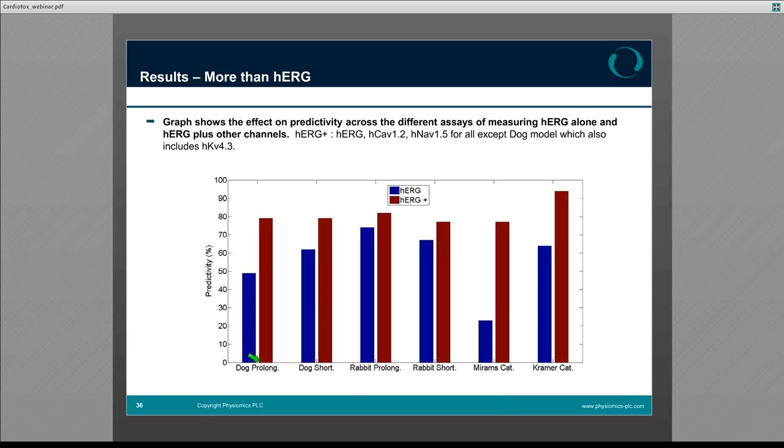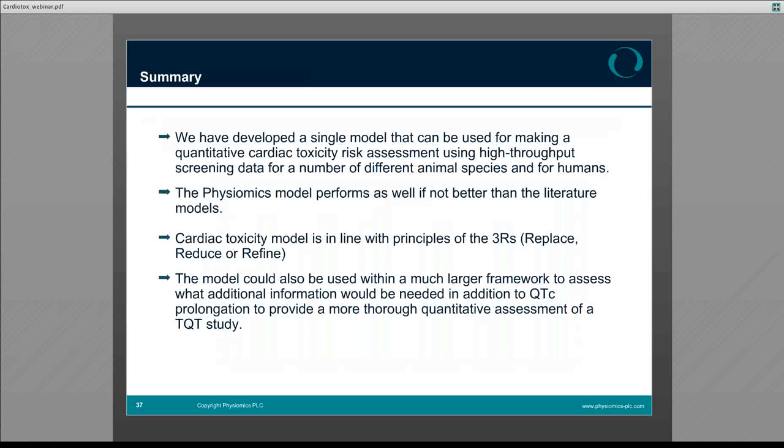As you can see, throughout all of these assays, measuring more than HERG is important, except possibly in rabbit prolongation, where there isn't that much of a difference between whether you measure HERG or more than HERG. However, overall, it suggests that measuring more than HERG clearly will help you improve your predictive performance.